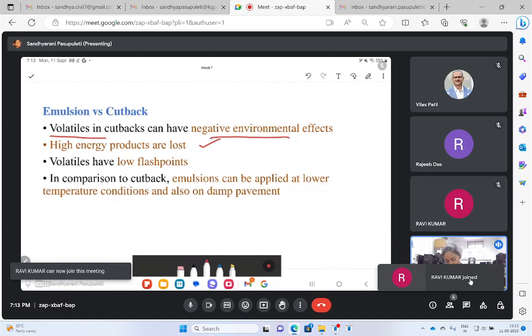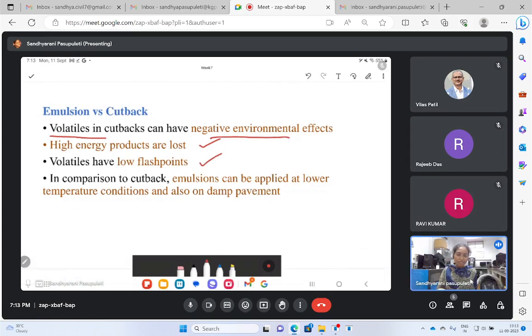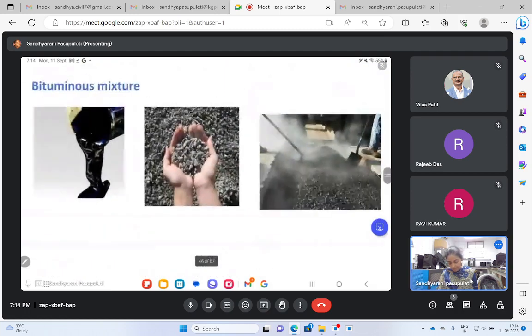In addition to that, volatiles have low flash points. Let us say if you are using diesel, what happens? When it comes in contact with fire, there is a higher chance of safety issues. So in comparison to the cutback, emulsions can be applied at lower temperature conditions and also on damp pavements. The main advantage of emulsion is you don't need to go for the higher temperatures like in other processes, and also there are no environmental effects.